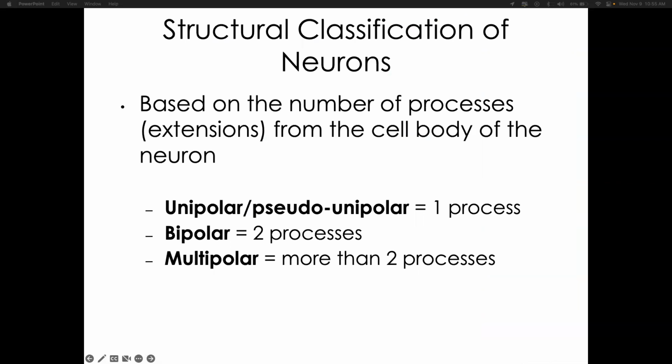So neurons are classified based on the number of processes that extend from the cell body. We have unipolar or pseudo-unipolar, which means they have one process coming from the cell body. We have bipolar, which means there are two processes coming from the cell body. Or multipolar, which means there are more than two processes coming from the cell body.